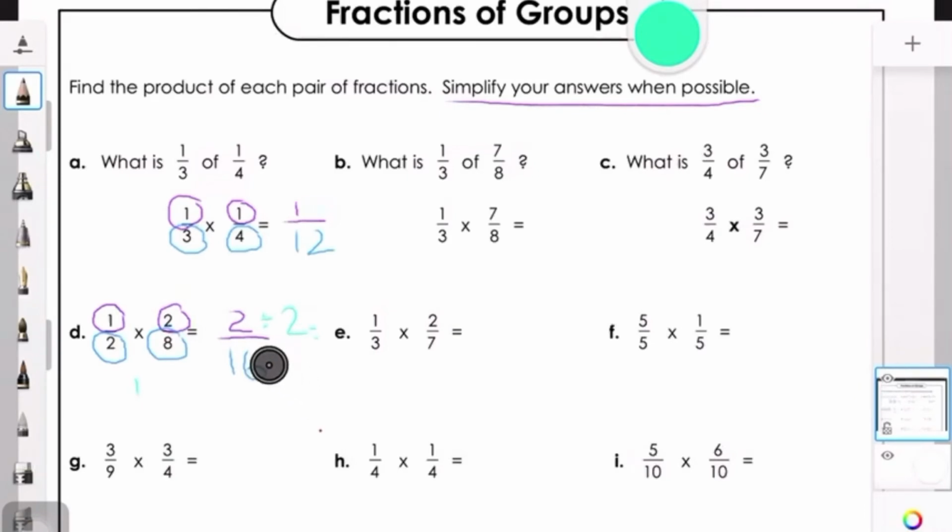Then we need to divide the denominator by 2. 16 divided by 2 is 8. Not the best looking 8, but pretty good. So our answer for our problem for D is 1 over 8. See how I simplified 2/16, or 2 over 16, to get 1 over 8.